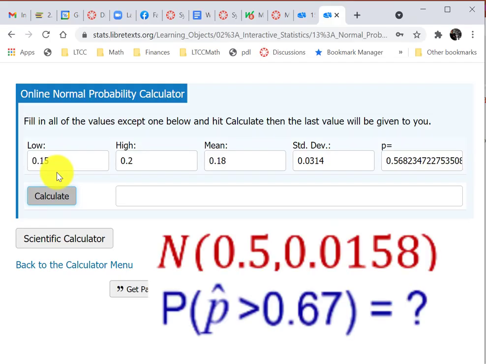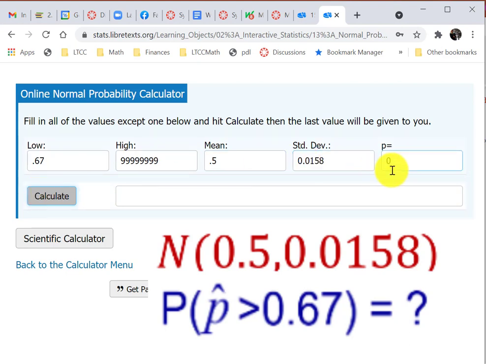So here's the calculator again. We want the low now to be 0.67. We want the high to be a bunch of 9s all the way to the right. The mean was 0.5, and the standard deviation was 0.0158. We want the probability, so I leave that blank, and I hit calculate.